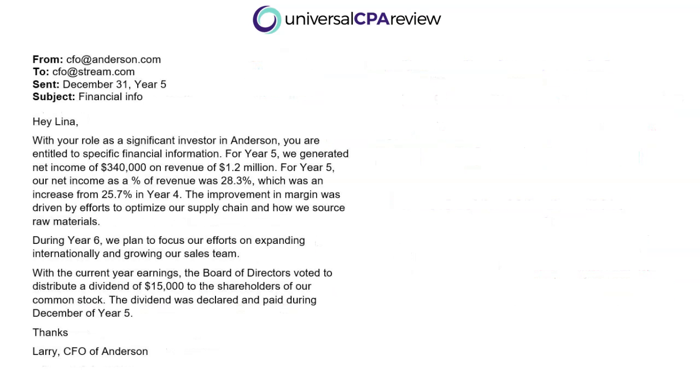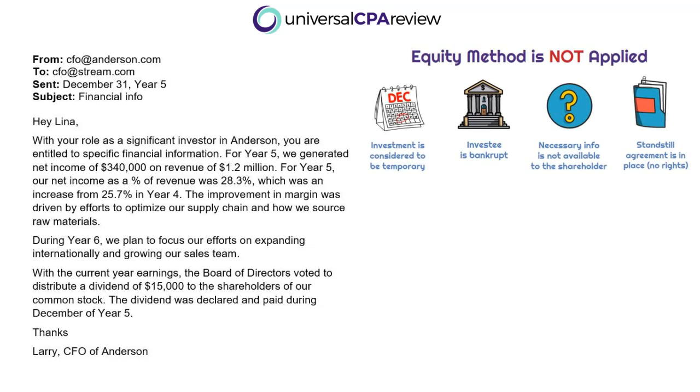The next exhibit is an email from the CFO at Anderson, and it provides some financial info. Now remember, there are cases where you could make a significant investment that would apply the equity method, but if we don't get the financial information that we need, it's going to be pretty hard, because we need net income information. We already talked about needing the book value and fair value of their net identifiable assets, but maybe they can't provide that. Anyway, the CFO at Anderson says that as a significant investor, we get specific financial information.